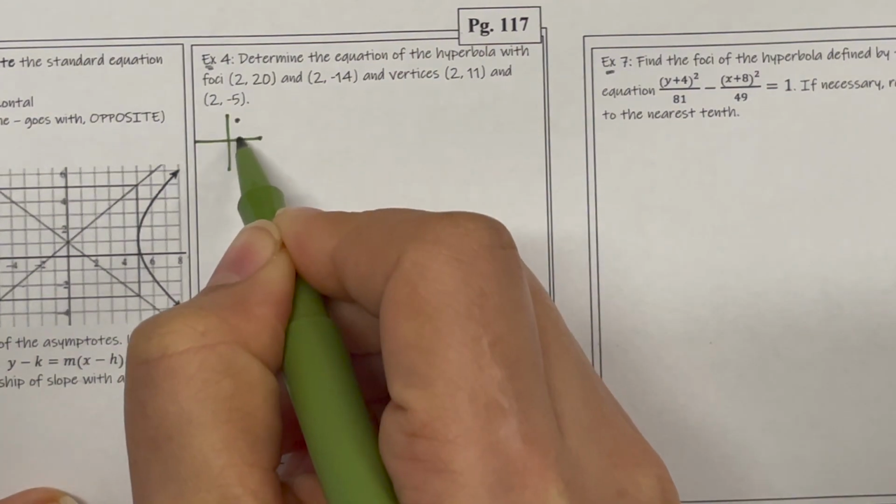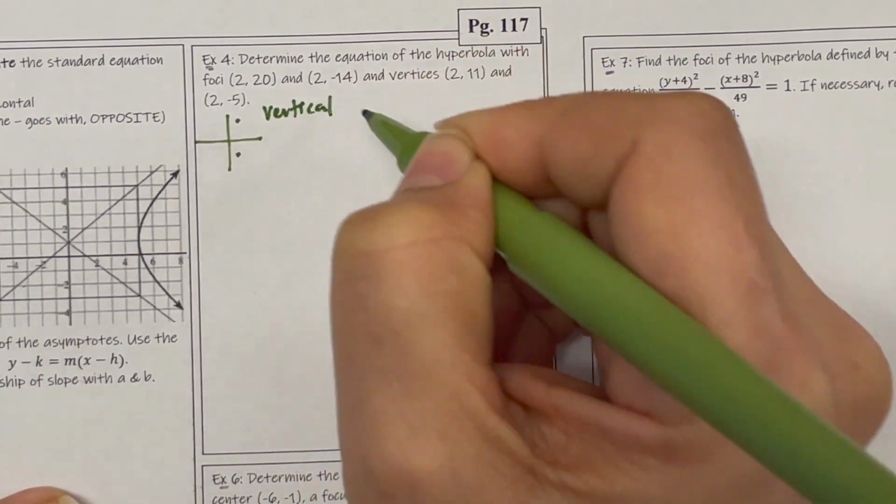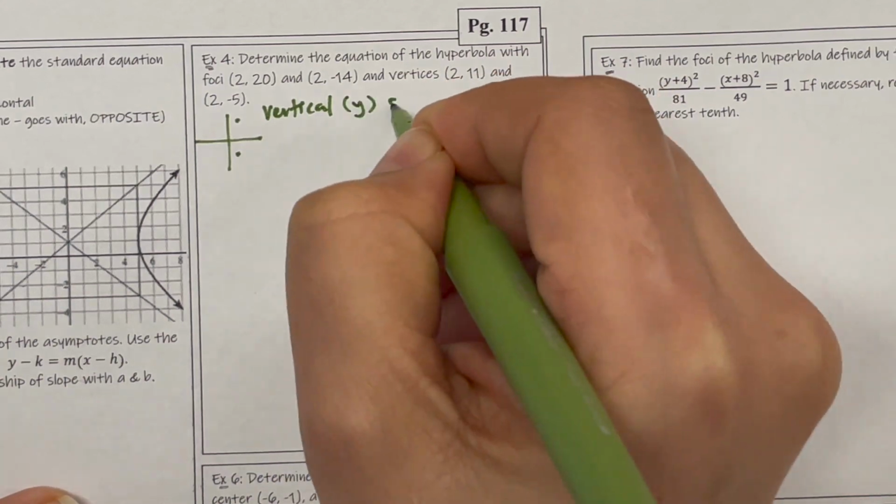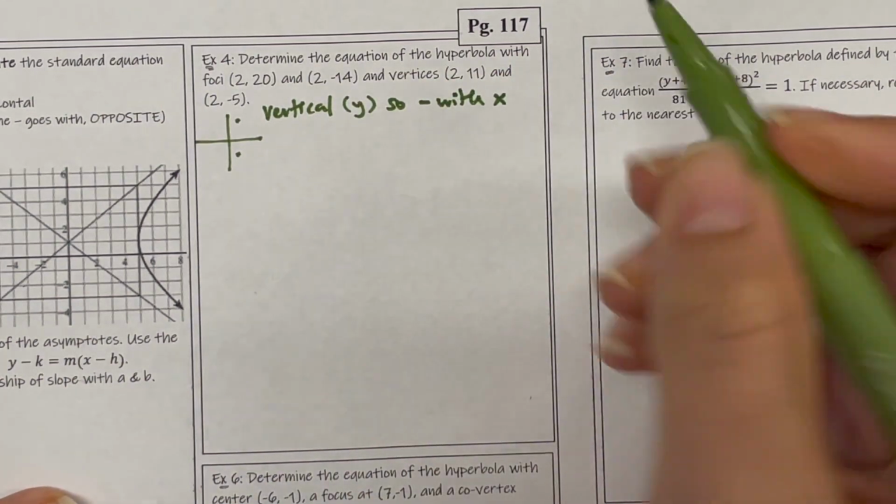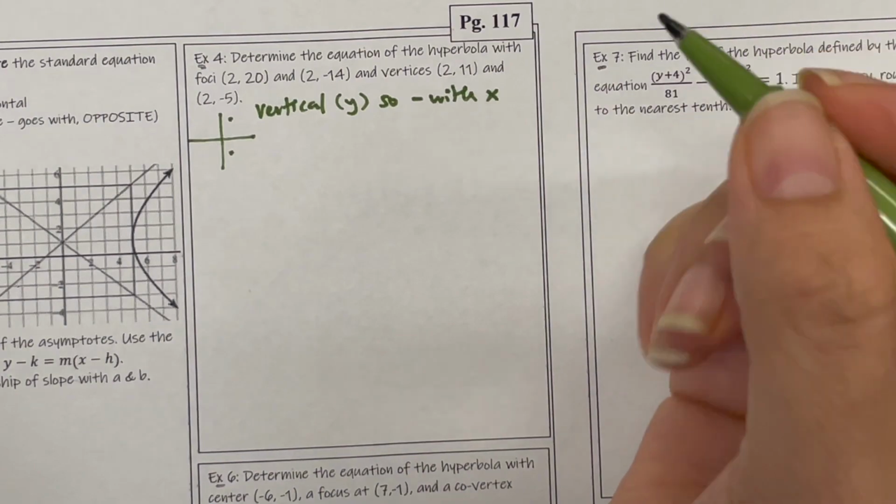If I'm given the vertices, remember, my vertices are on the transverse axis, so it's vertical. That means the negative is with the x. When I write my equation, the negative needs to go with the x.